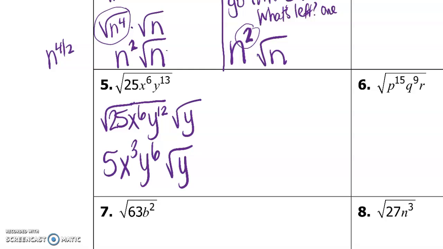So I'm not going to write it out a second time, but if you just ask yourself, square root of 25 gives you 5. 2 goes into 6 3 times. That's where that 3 comes in. 2 goes into 13 6 times with 1 left over. So you put the 6 for your exponent and then the 1 left over y under the square root. You didn't have any leftover x's, so that's why there's no x under the square root.